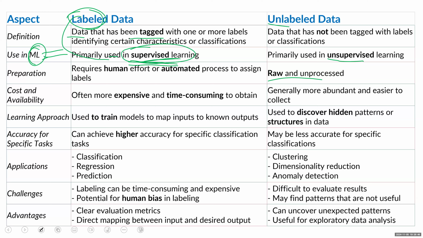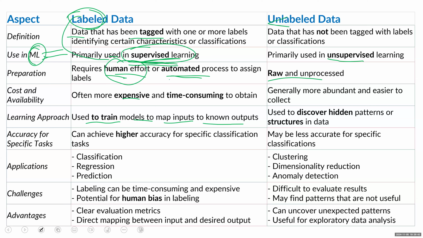Preparation: we require human effort or an automated process to assign labels. How human effort is needed, we can look at the previous lectures, and automated process here. Cost: of course, human effort is expensive and time consuming, but if we can have automated processing, then it would be faster, easier and cheaper, but trustworthiness should be ensured. Learning approach: labeled data is used to train models to map inputs to known outputs, like spam or non-spam, happy, neutral or unhappy, or the image has tumor or no tumor.